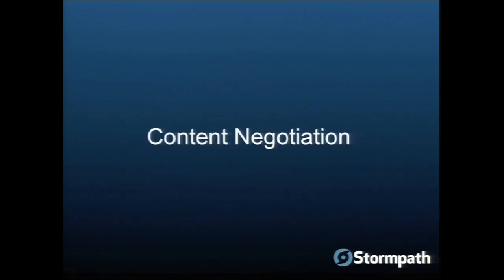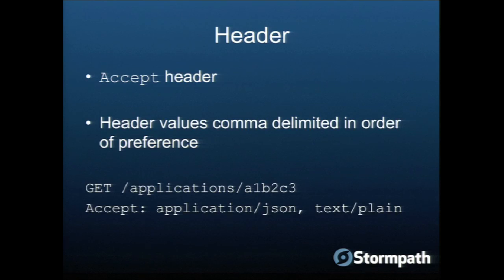Content negotiation. We talked about this a little bit already. The default way for a client to get back the data it wants is to use the Accept header. This is the expected and conventional way to do it, and it's actually part of the specification. This is the way most people do it. And again, header values are comma delimited in the order of preference that the client wishes to receive that format.